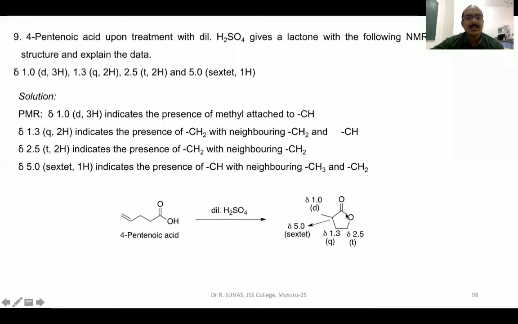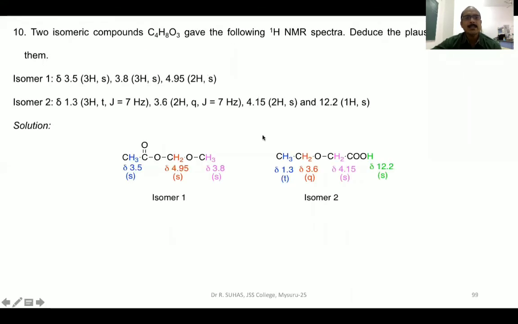This is the kind of problem that you can usually expect in competitive examinations or ordinary examinations that happen in colleges or universities. The next problem: two isomeric compounds. So this is an isomer-based problem. The molecular formula of the isomers is C4H8O3. So there are two structures possible for this. These two isomeric compounds with this molecular formula give the 1H NMR spectral data, and you have to deduce the plausible structures for them.